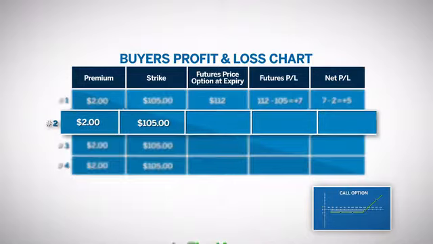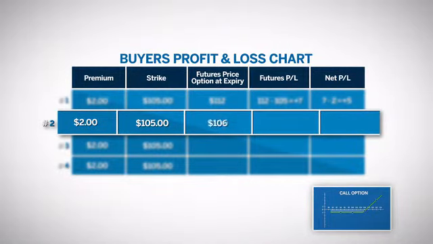For scenario 2, the futures price at option expiration will be 106. Again, this option is still in the money. You exercise this option at 105 and make $1. You paid $2 in premium, so your net will be a loss of $1.